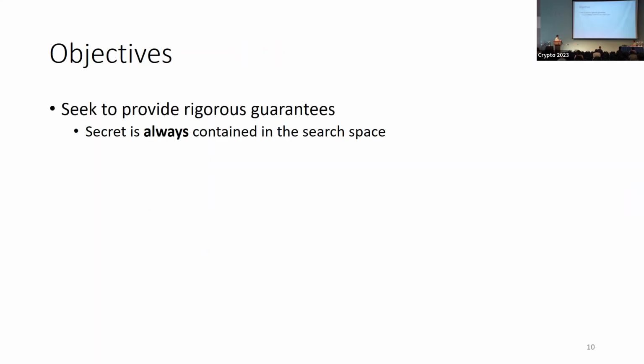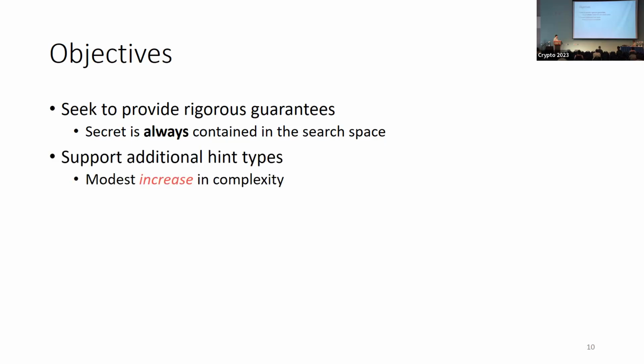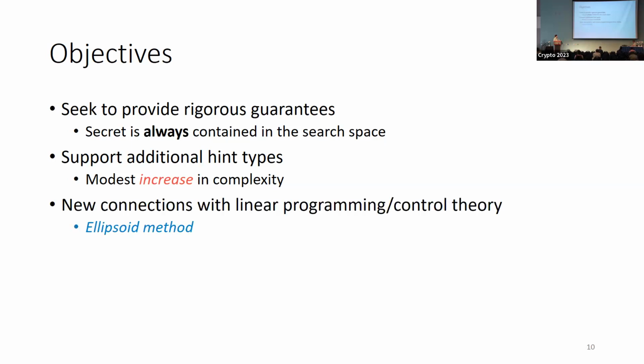And so really what we wanted to do, as I said, was provide rigorous guarantees. In particular, the guarantee that when you're performing these attacks and these reductions, your secret is always contained in your search space. So we treat this as an optimization problem, making sure your secret is always contained in the search space of your optimization problem. And we want to support additional hint types, but trade off only a modest increase in complexity. From this, we were able to explore some new connections between linear programming and control theory. A lot of our new hint integration comes from the linear programming algorithm, the ellipsoid method, which is quite cool.